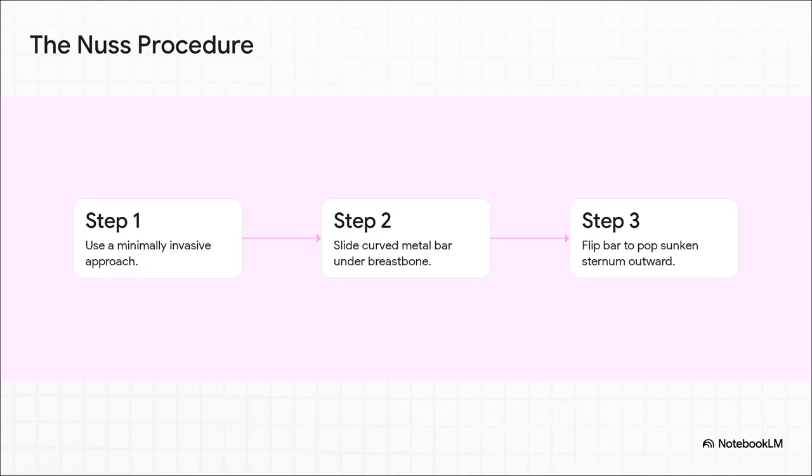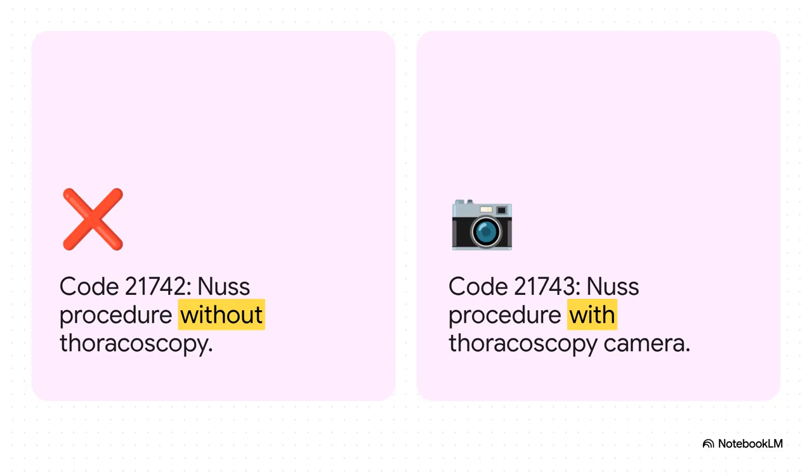Then they flip the bar over. And when they do that, it actually pops the sunken sternum outward into a normal rounded chest shape. It's literally a structural realignment from the inside out. When you're coding this minimally invasive NUSS procedure, the CPT book forces you to look for one very specific detail.